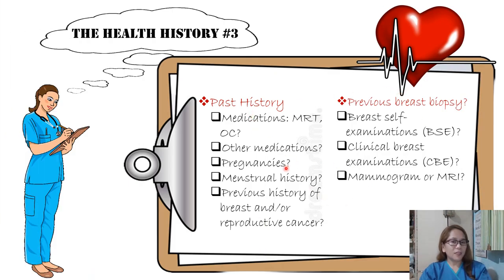For the past history, you may ask the client if she is taking medications or MRT, magnetic resonance tomography, or taking oral contraceptives. Or is she taking other medications? You have to write down all the medications that your patient is taking. So, pregnancies, how many times? You can use your OB scoring to check for pregnancies.